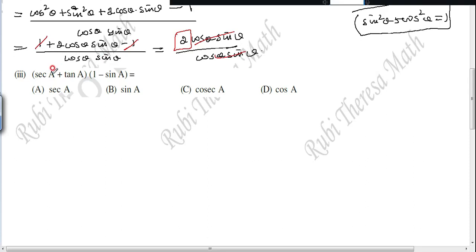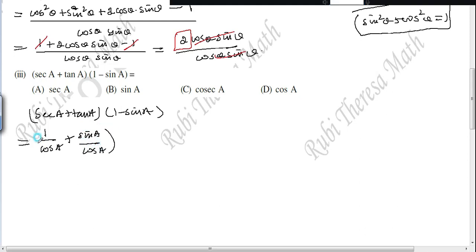Third one, (secant A plus tan A) into (1 minus sin A). So what is given here? Secant A is nothing but the reciprocal of cos. S means C, isn't it? So 1 by cos A plus tan A in terms of sin and cos, that is sin A by cos A. So here, 1 minus sin A.